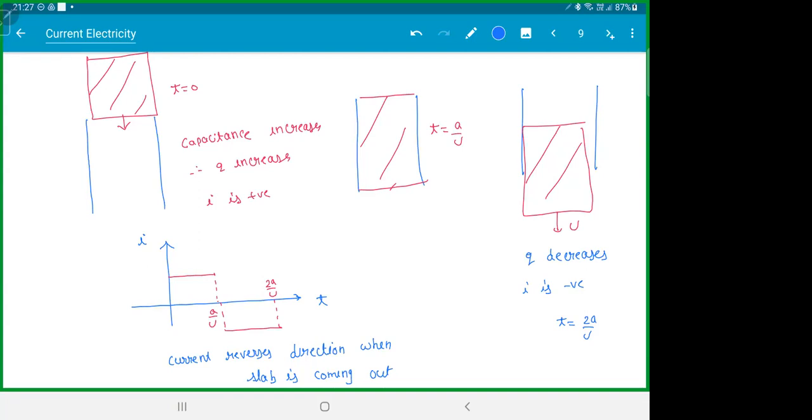Matlab current ka direction reverse ho gaya na? Current is leaving the capacitor and going into the battery now. I hope that is making sense, everyone. Please check.